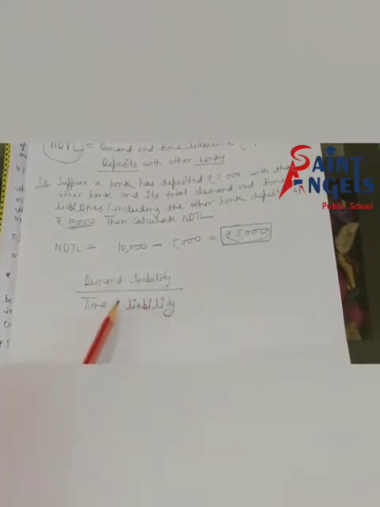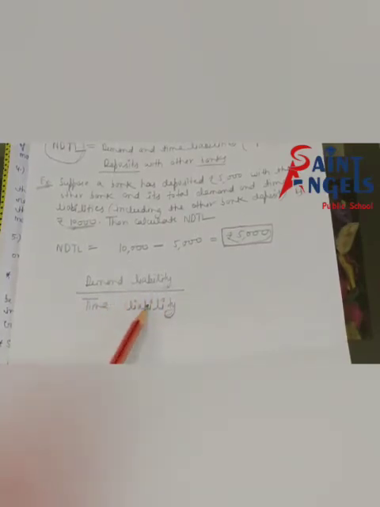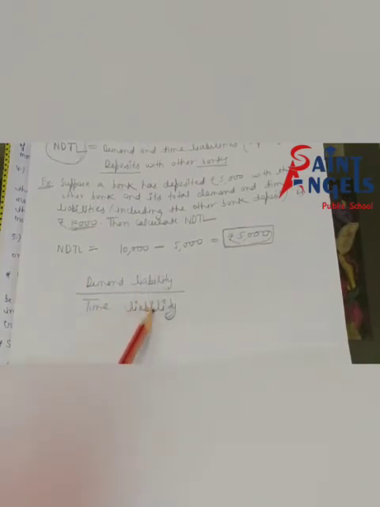Again I am repeating the definition of time liability. Time liability is a type of liability that is payable after a fixed period of time, after maturity of the fixed period. In other words, time liability has a fixed period of time to mature.